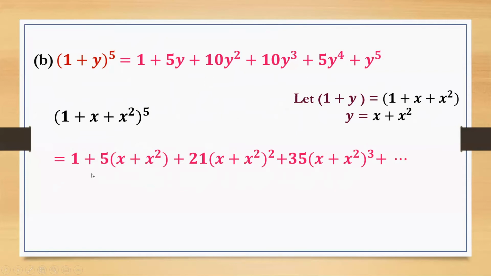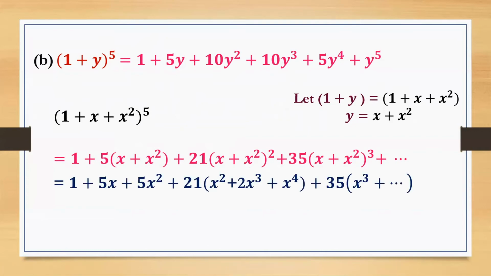So 1 + 5(x + x²) + 10, instead of y squared, we write (x + x²)², plus 35 into, instead of y cubed, we write (x + x²)³. Because we have been asked to find up to the term in x³, I have not considered these two terms.